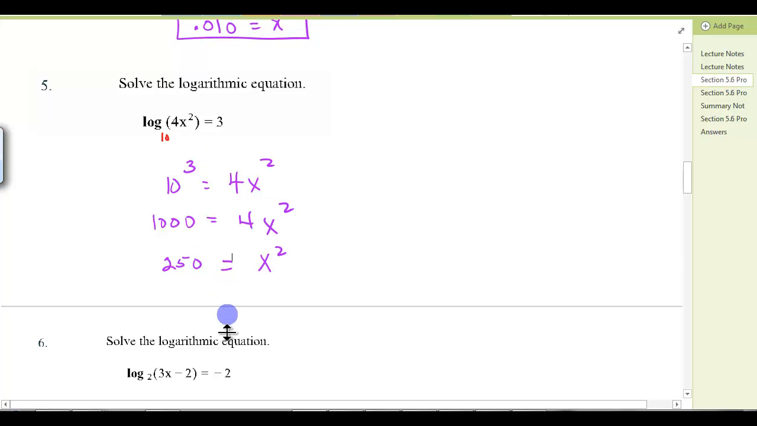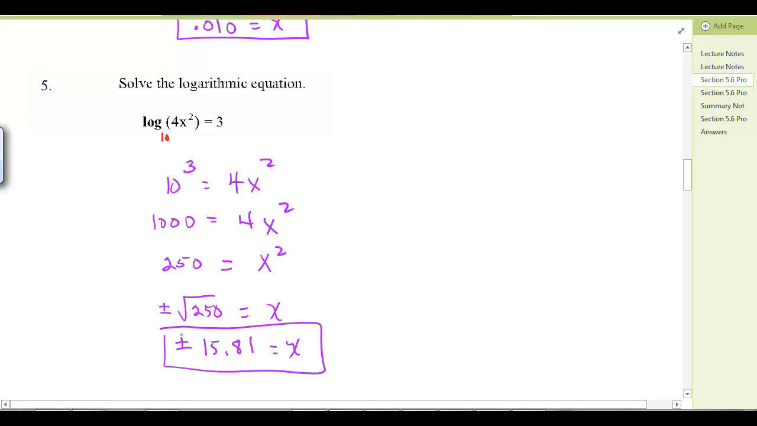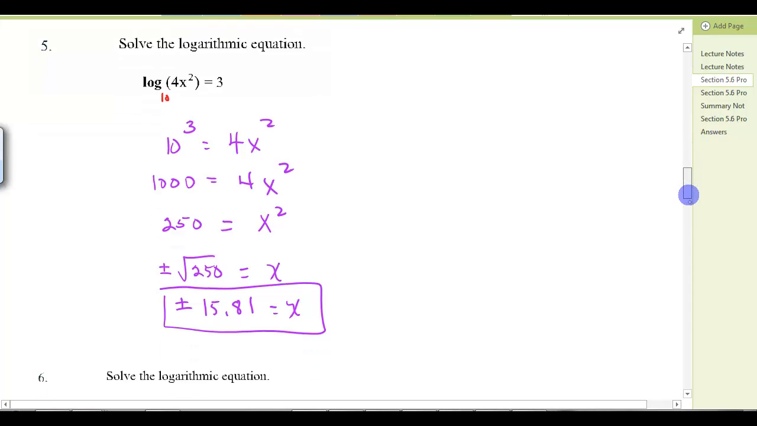And since we're trying to get x, we'll take the square root of both sides. So we have x equals plus or minus square root of 250. And so that's plus or minus 15.81 would be x. They may have the plus or minus sign in there for you, and you would only have to put in the numbers.